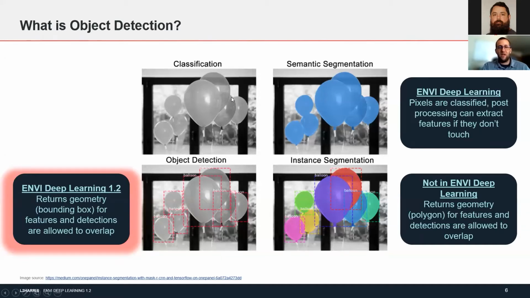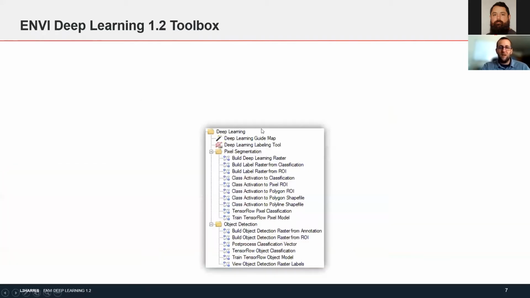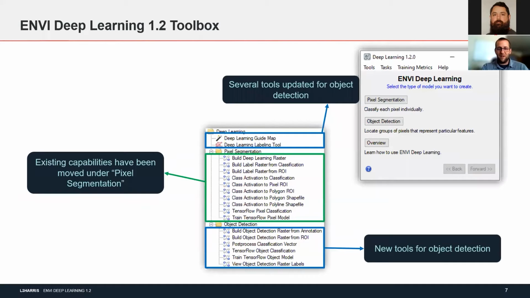With that, let's jump into some of the new capabilities that have been added to ENVI Deep Learning to support this. First place that we're going to start is the Toolbox. This is the new Toolbox for ENVI Deep Learning 1.2. There's a couple little areas to it. It's separated by pixel segmentation and object detection. Then our two universal tools, the Deep Learning Guide Map and the Deep Learning Labeling Tool, have both been updated for supporting object detection as well. There's a screenshot of the Deep Learning Guide Map in the top right there, which shows pixel segmentation and object detection as two paths that you can click your way through if you're so inclined.